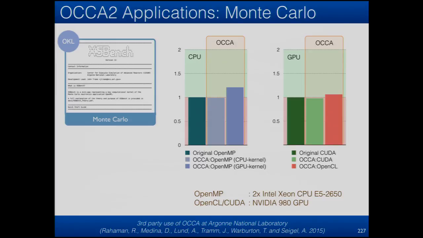Right, applications. Monte Carlo solver from Argonne. Again, the thing we wanted to make sure is that Occa didn't get in the way of the CPU performance, and it didn't get in the way. Maybe a 5% dip in the performance. I'm not sure exactly why that was.